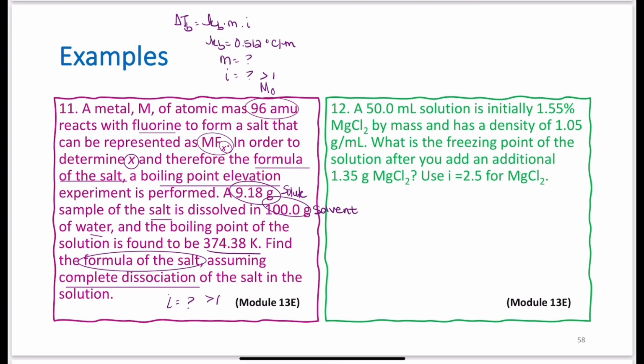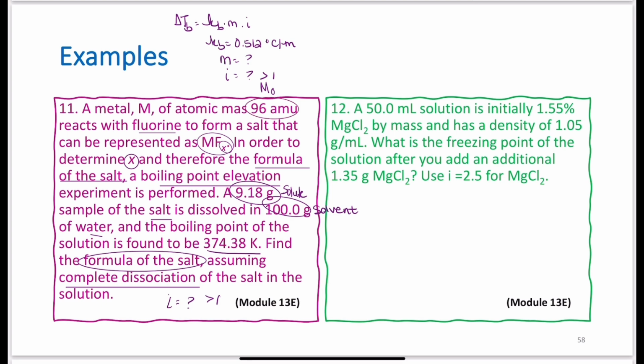There are two different ways to solve this problem, I will be honest. One way is just trial and error. If I have MF, I would know the formula, I would know the molar mass, I could find the molality. I know i is equal to 2, I would solve for delta Tb and see if it matches. If I had MF2, I could solve for the moles of sample, know the i value, plug it in, and see if delta Tb matches. If I had MF3, etc., I could keep going until it matches, but that's a time-consuming trial and error experiment when I could just solve the question. And that's what we're going to do today.